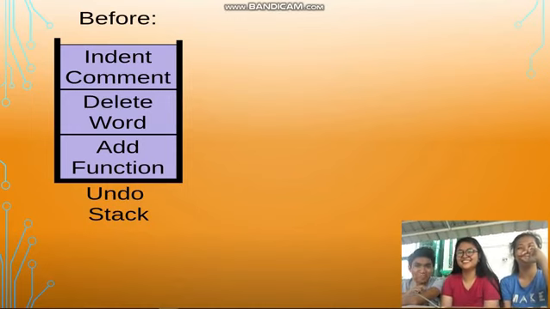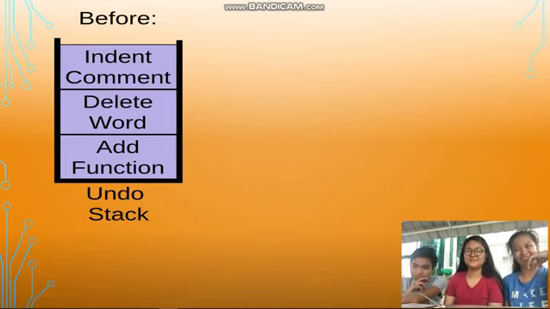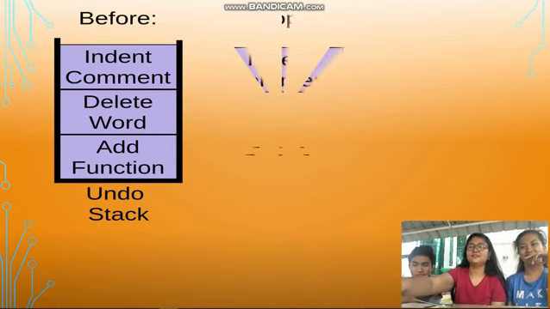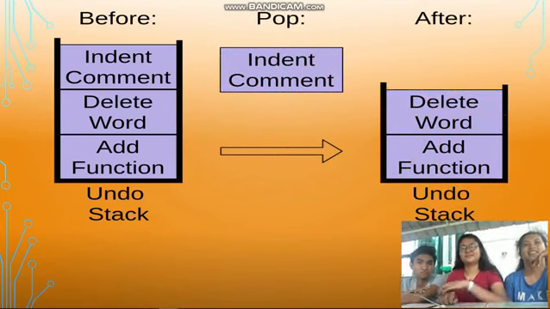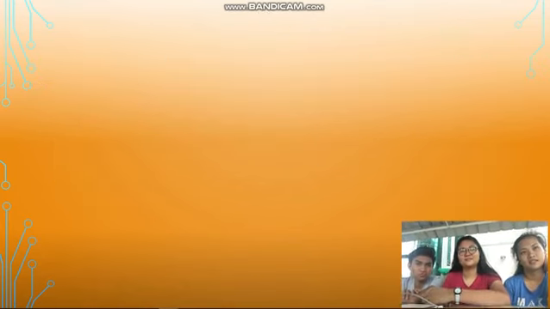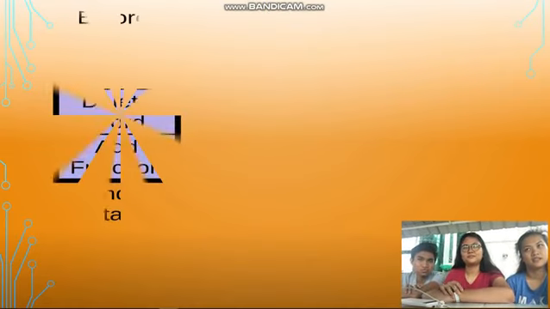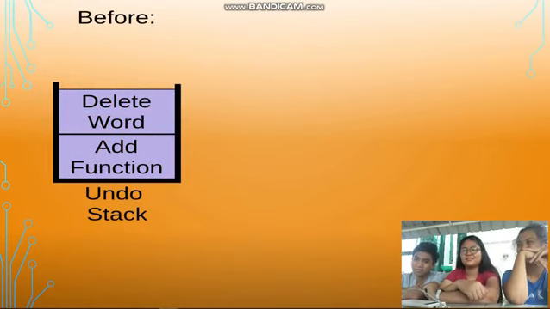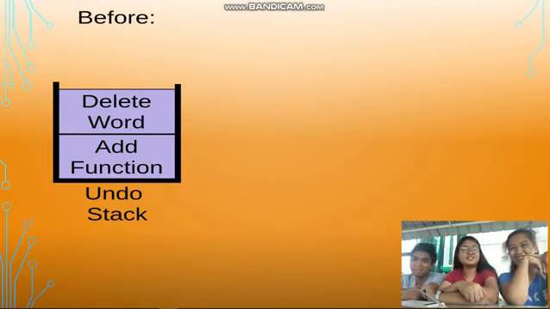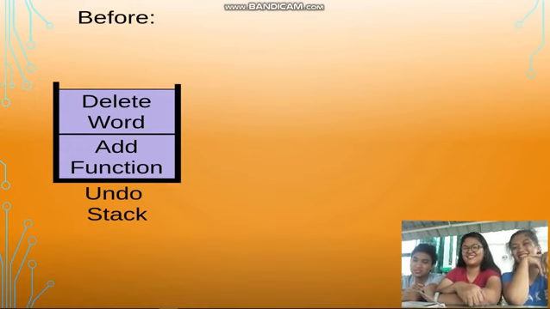Now, you've decided to undo all three of those changes, so you hit the undo command. It takes the item at the top of the stack, which was indenting the comment, and removes that from the stack. Your editor undoes the indent, and the undo stack now contains two items. This operation is the opposite of push, and is commonly called pop.